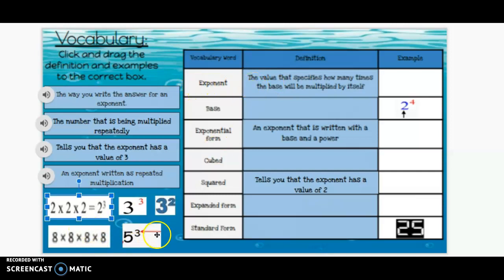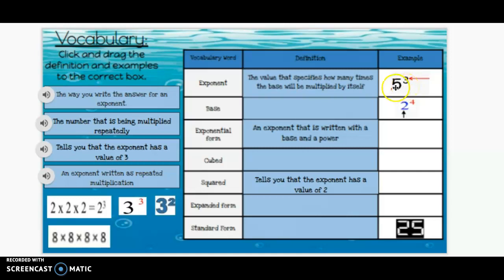So in our examples, we're looking for which one has an arrow pointing to the little number. And that would be 5 to the third power. So we're going to click and drag it into our box. You have to hold down on it. Once I clicked and dragged, I put it in my example box to prove that that's my example of exponents. Now this is 5 to the third power, or we can also say that's 5 cubed.